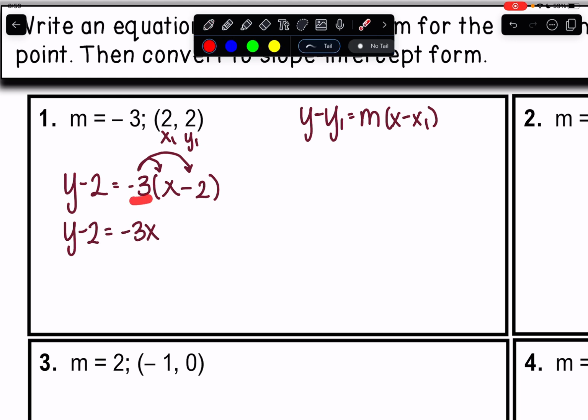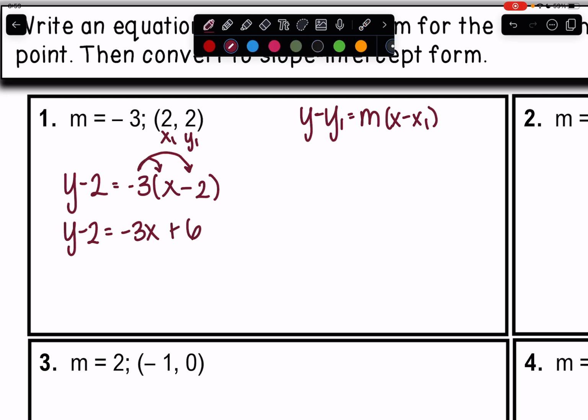You'll find that this is always the case. That first round of distributing, you're just going to multiply and squish the number and the variable next to each other, because it's always a 1x there, right, from my formula. But what you've got to multiply is this -3 times the -2, which is a +6.